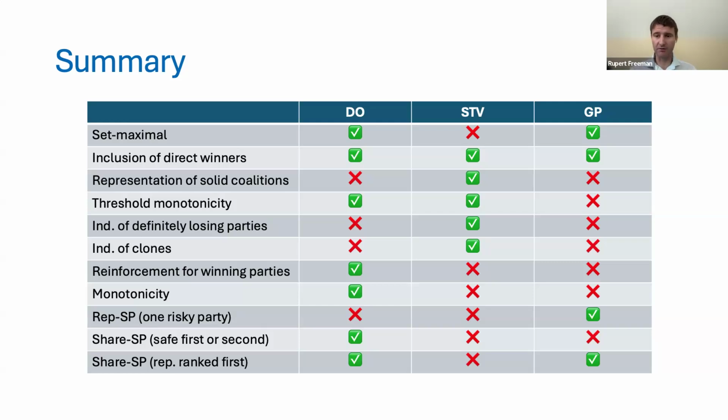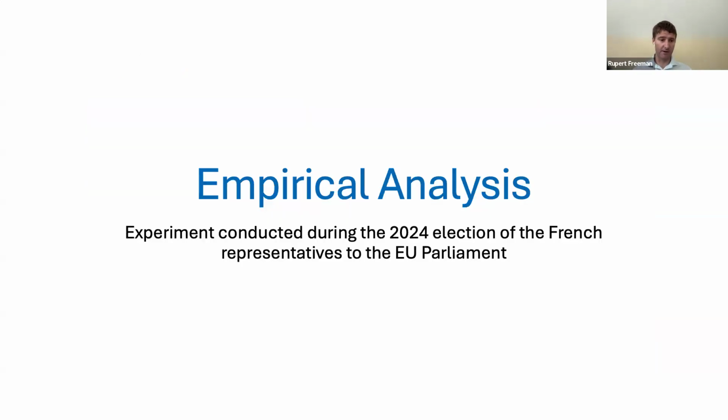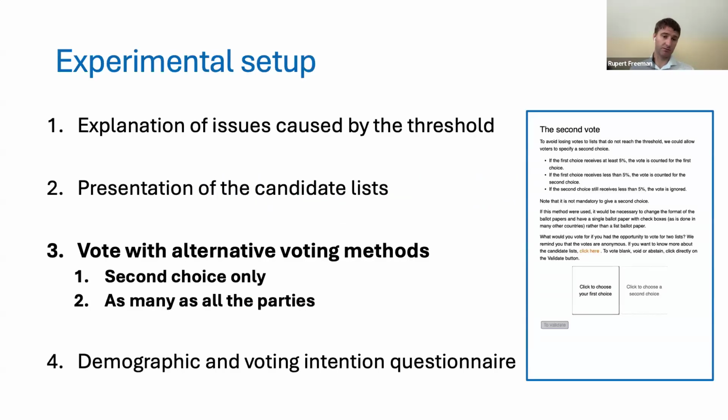All right, now with the couple of minutes I have left, let me tell you a little bit about this experiment that we ran. So we conducted an experiment during the 2024, so last year's election of the French representatives to the EU Parliament. Essentially what we did is we put the survey online. We kind of introduced the problem, explained the threshold, explained some of the potential issues, and then essentially asked people to vote, assuming that they could vote for more than one party.